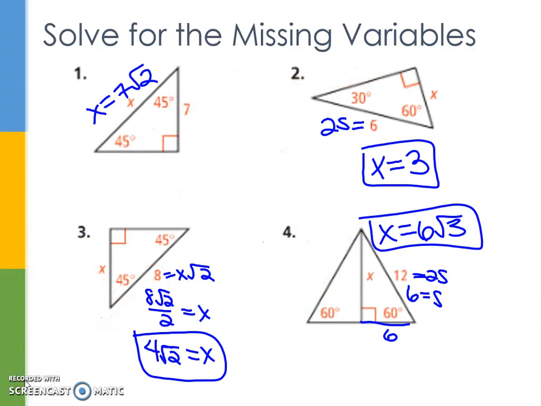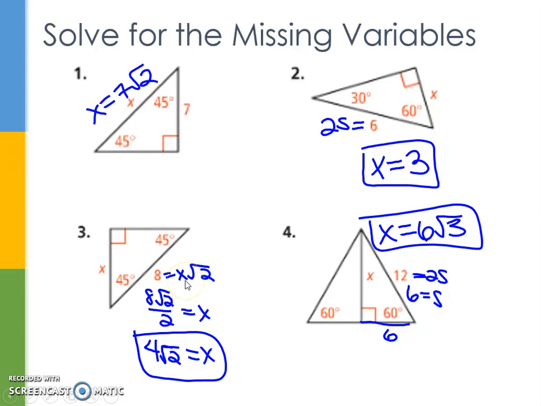So here are the answers. Can you guys check the answers, please, and see if you got these? I got x equals 7 radical 2, because this is a 45, 45, 90 triangle. All you have to do is leg times radical 2. So that's the hypotenuse. Number 2, this is a 30, 60, 90 special triangle. These are all only for right triangles, okay? So 2s equals 6, so s is 3, right? Because it's double.